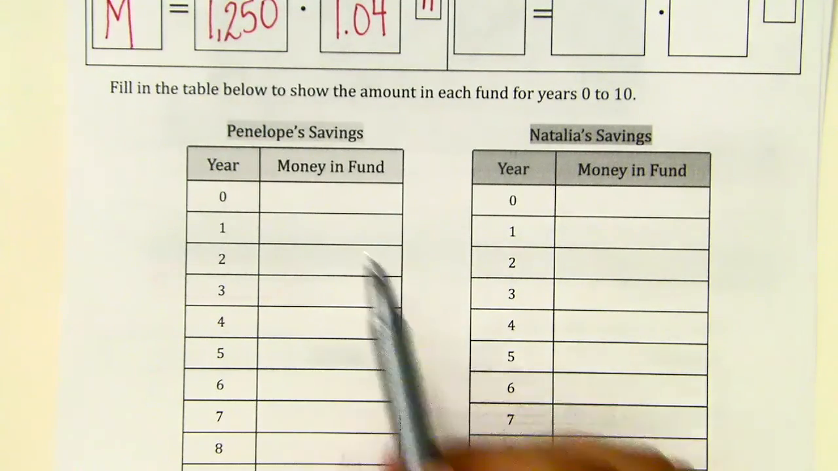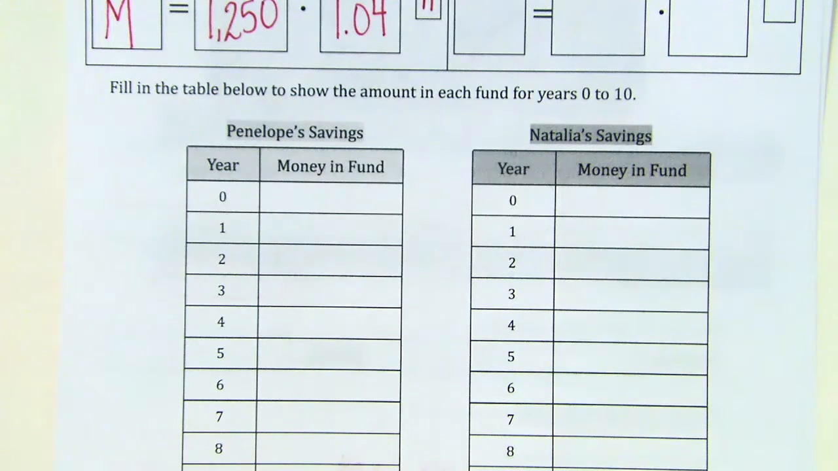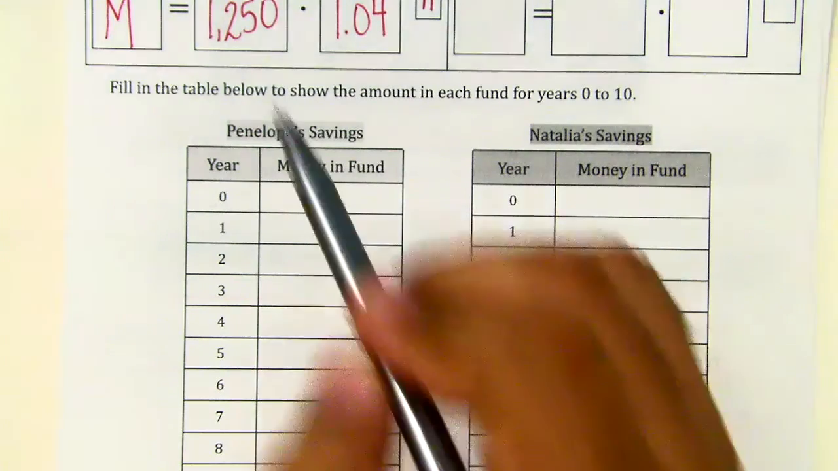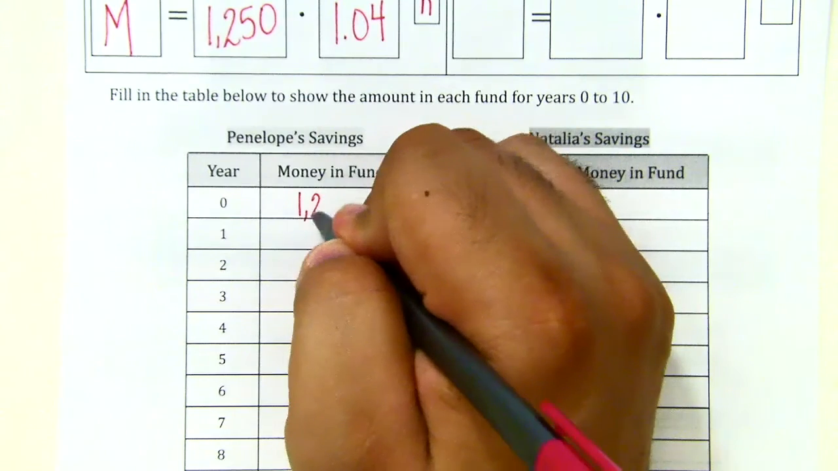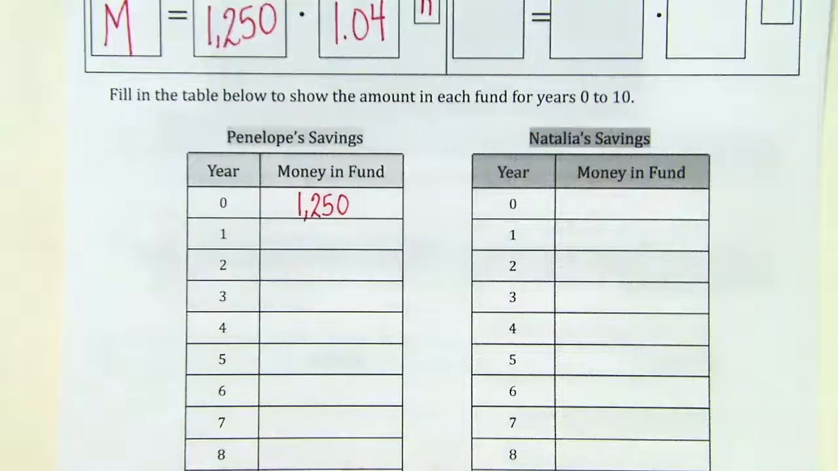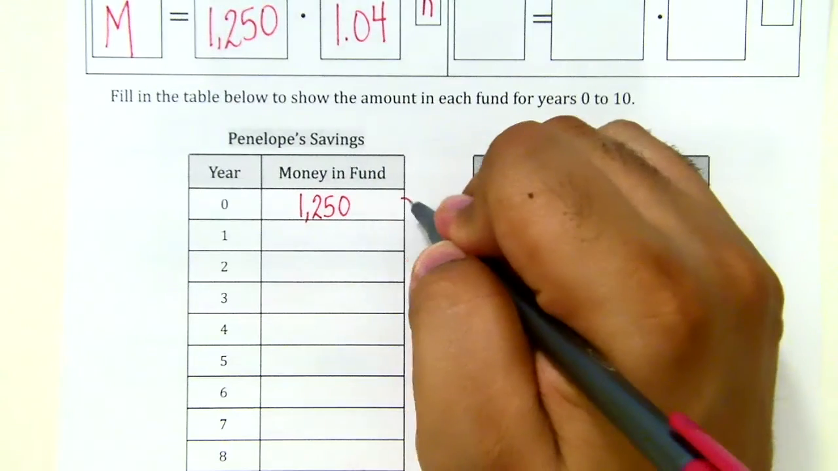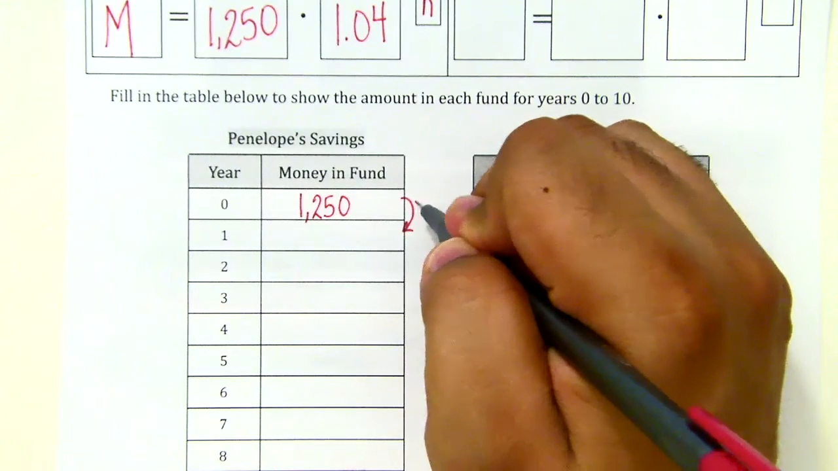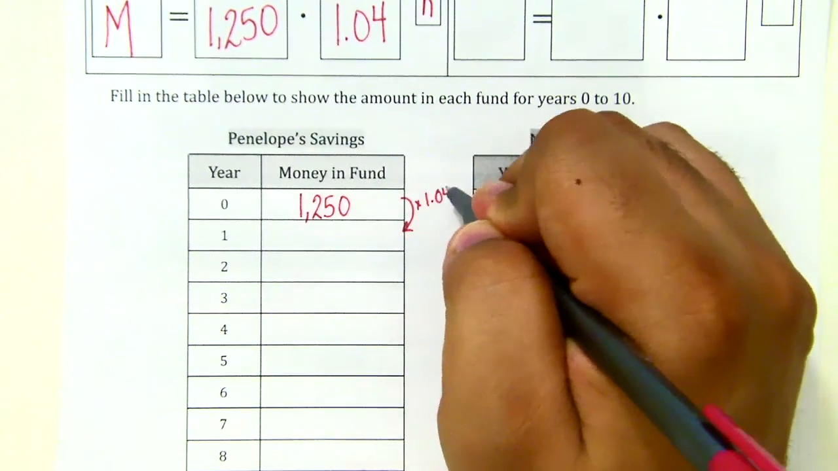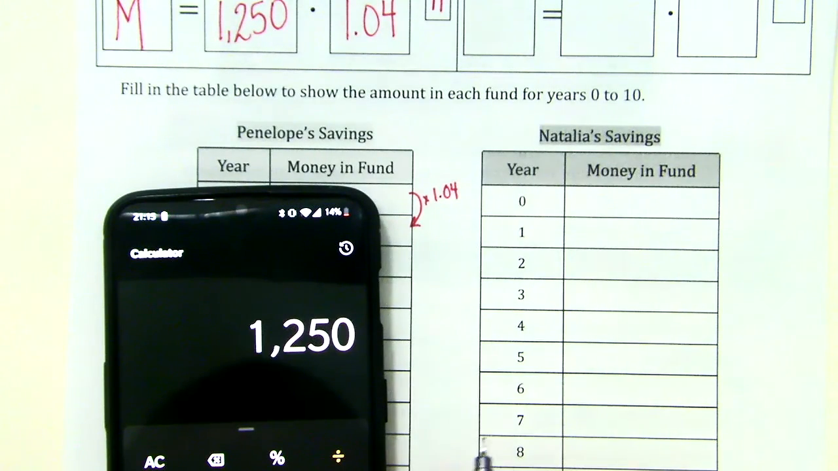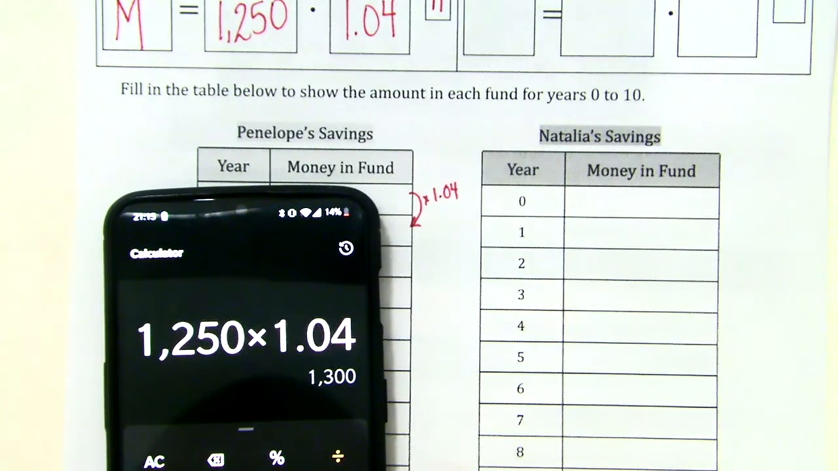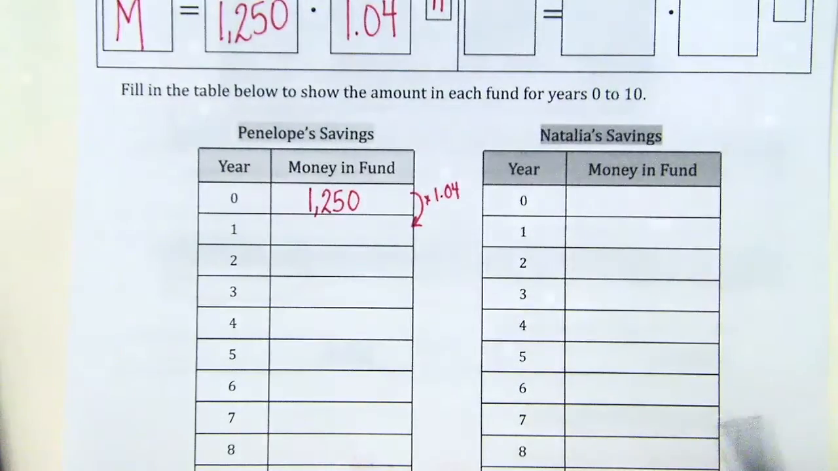So the first thing is to figure out what is the initial value here. How much money are we starting with, right? Good thing is that we actually already found that information, and that information is right here. So Penelope started off with $1,250 in her account with a growth rate of 1.04. All that we need to do is multiply this result by 1.04. That's going to tell me how much she has. So 1,250 times 1.04, boom, $1,300.